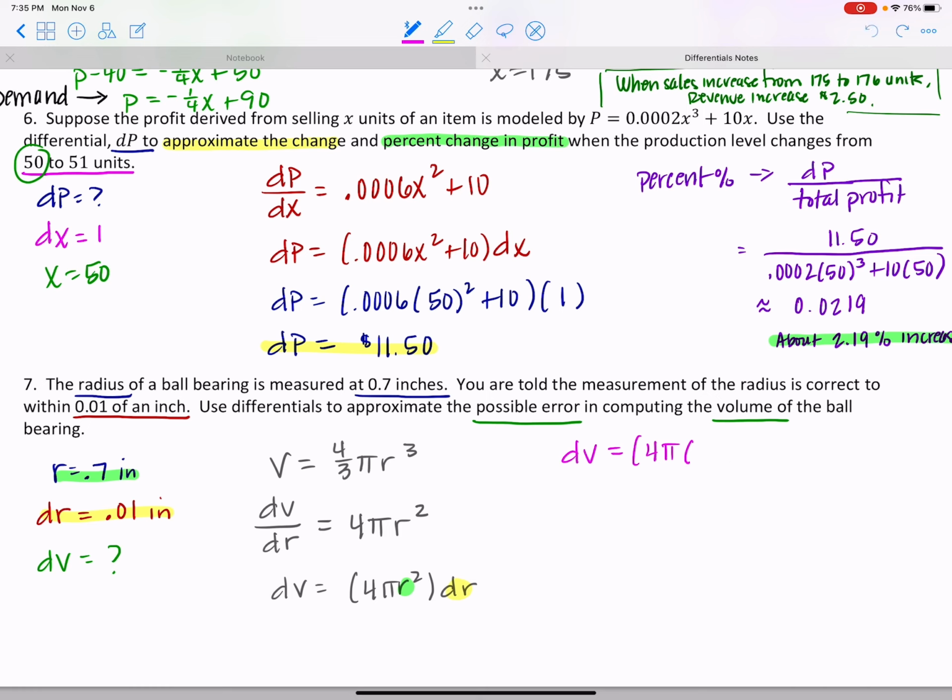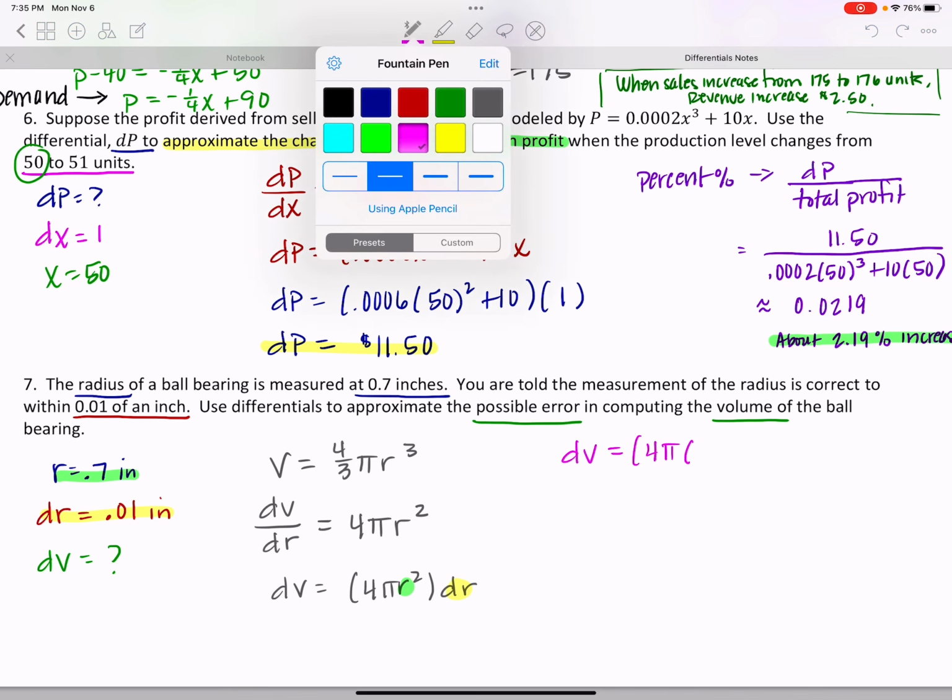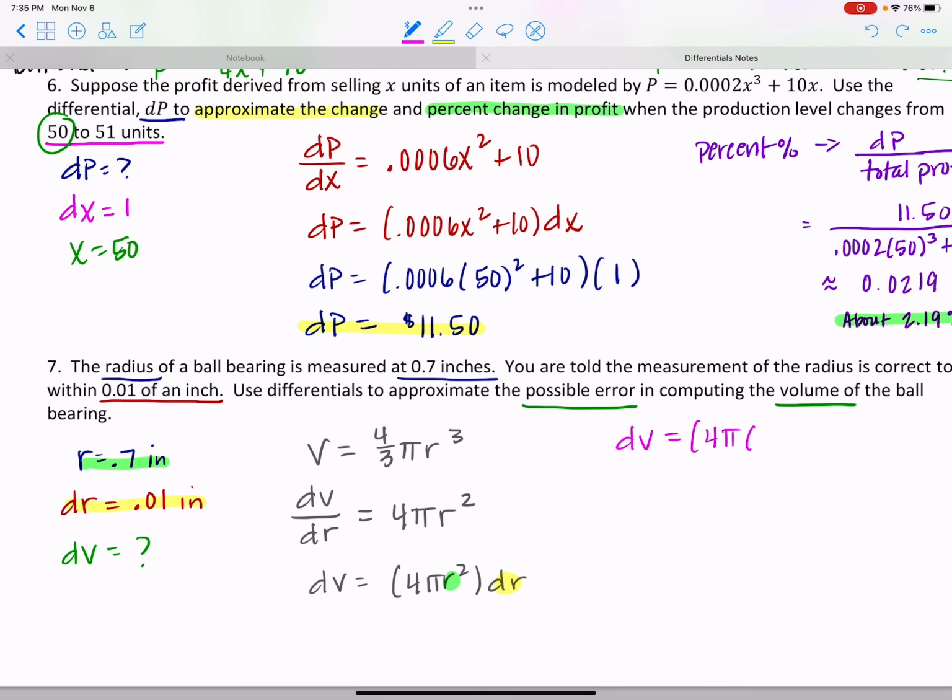Oopsie, I missed a little detail. Maybe you were seeing what it is already, and I could put it in at the end, but I don't want to confuse anyone. So let me back up right here. If we're off within 0.01 of an inch, that means it could be 0.01 of an inch greater than the actual measurement, or it could be 0.01 of an inch less than the actual measurement. So really, this should be plus or minus 0.01 of an inch.